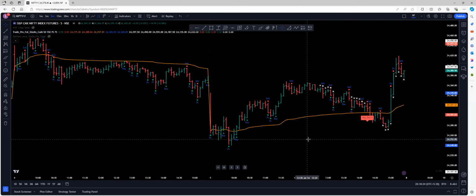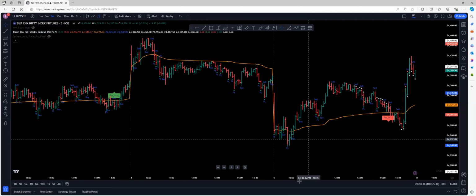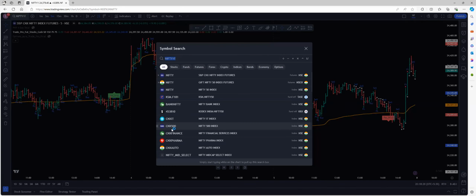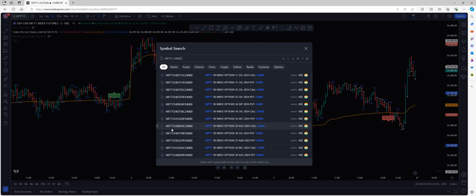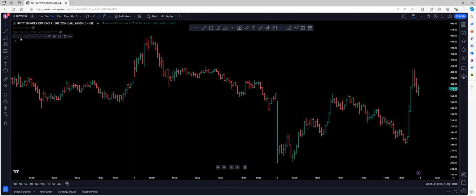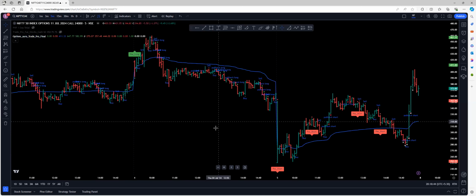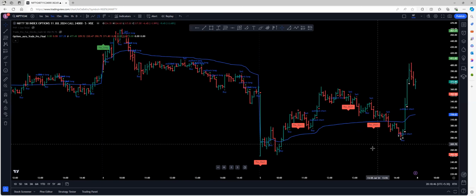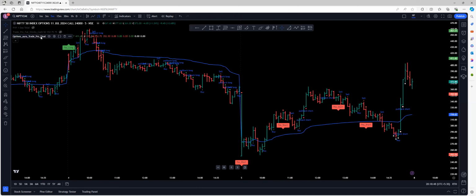So these are the things which you have on a futures chart. Now let me go to an option chart. Okay, Nifty, say the 24,000 call option. Here I am not supposed to use this indicator. I use another indicator called Options Aura. So that is the indicator we actually use. Here also we'll have a VWAP, the same thing, VWAP and the buy and sell signals.